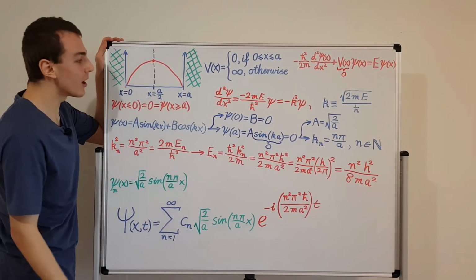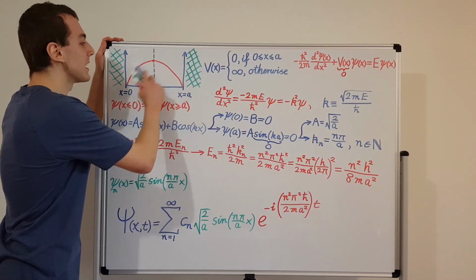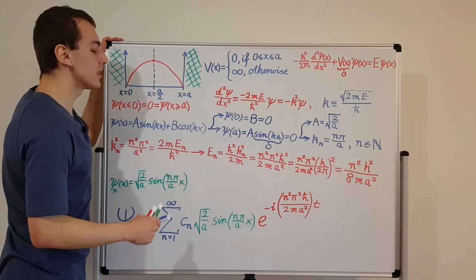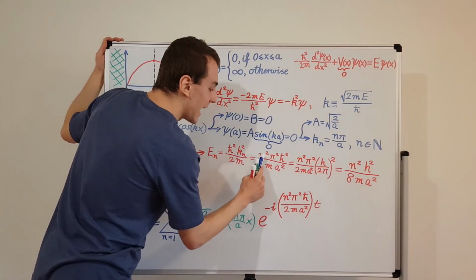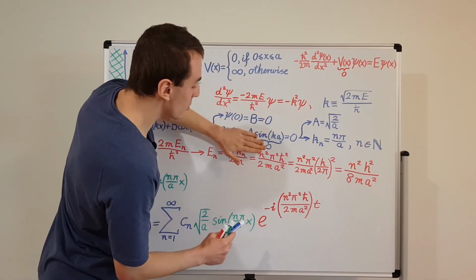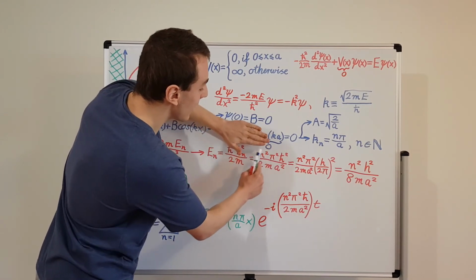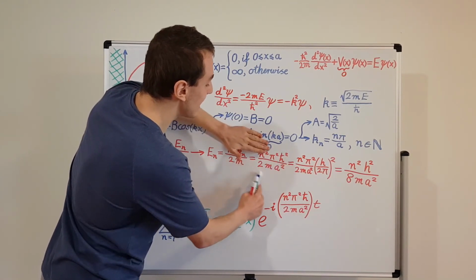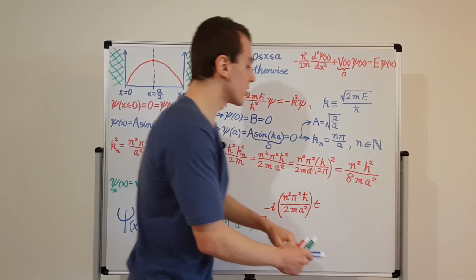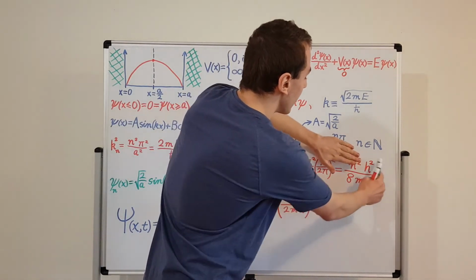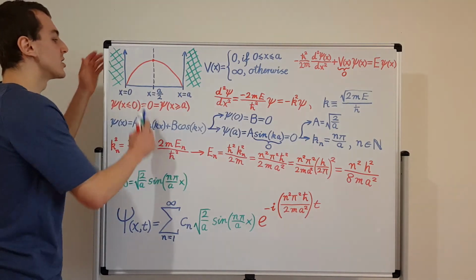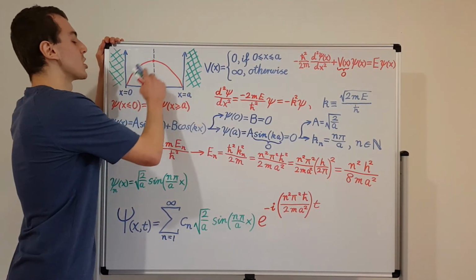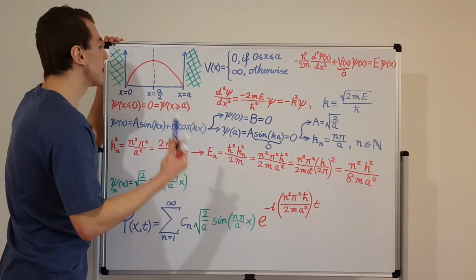If you prepare the system in the ground state, it's always going to stay in the ground state with the ground state energy. The ground state energy is just what happens when you set n equals 1. That's just 1 squared, so you can ignore this n, and it's just these constants over here. That is the ground state energy, the energy associated with this eigenfunction, and that's why it's called a stationary state.